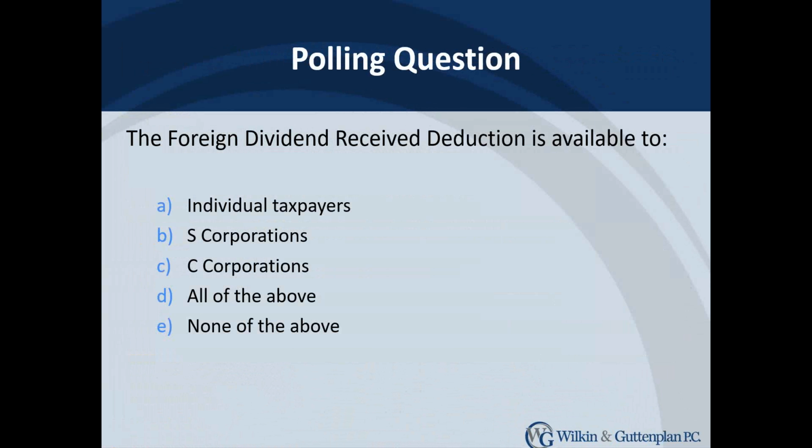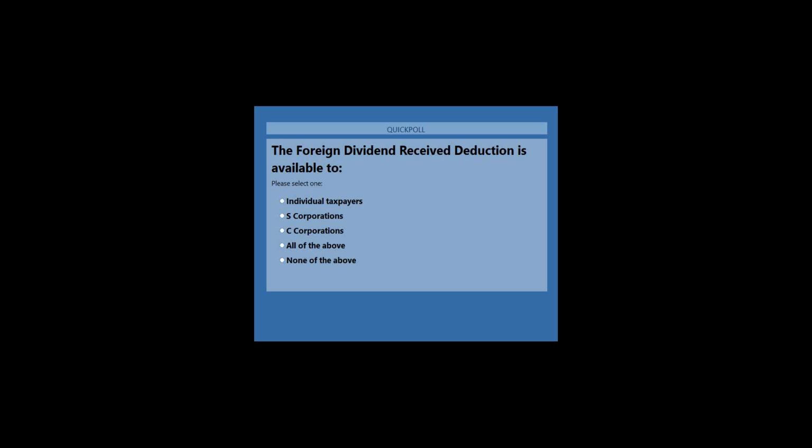So now that takes us to our first polling question. The polling question is, the foreign dividends received deduction is available to individuals, S corps, C corps, all of the above, or none of the above. So if you need CPE or CLE, it really is important that you answer, and we're going to wait for about 10 seconds to give you a chance.